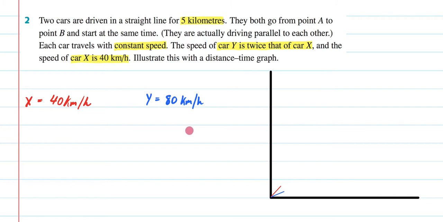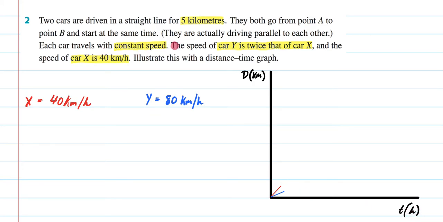The next thing that we can do is come over here and see what we can graph. So our y-axis, our vertical axis, is going to represent our distance, and our distance here is in kilometers. And our horizontal axis, our x-axis, is going to represent time. So let me write here time. And time here is being measured in hours.